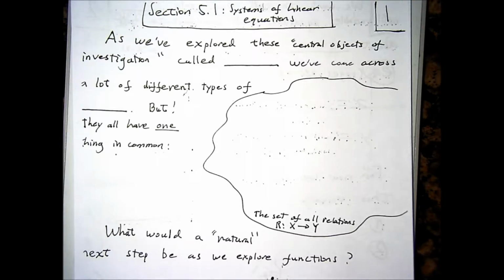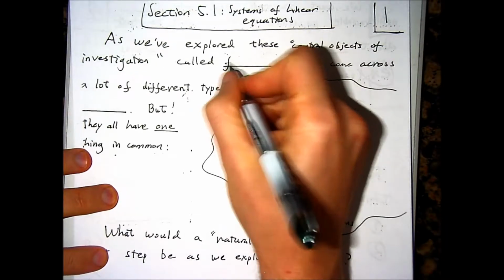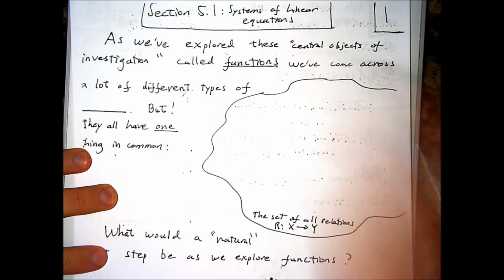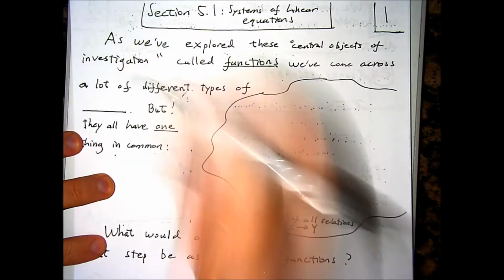So we're skipping chapter 4 and the end of chapter 3 for now. I want to go back to that stuff, but I want to really get into this so that we can get through chapters 5 and 6, which are all about systems of linear equations and solving them, and eventually matrices and a little bit of linear algebra. So to start off, we've explored these central objects of investigation, as Wikipedia calls them, and the name of these things are functions. We've explored functions, and we've come across a lot of different types of functions.